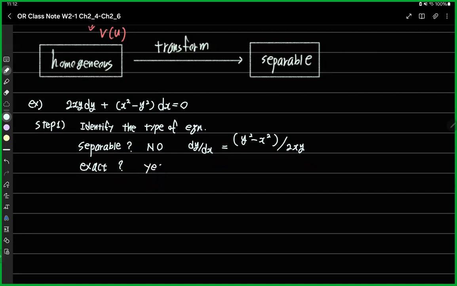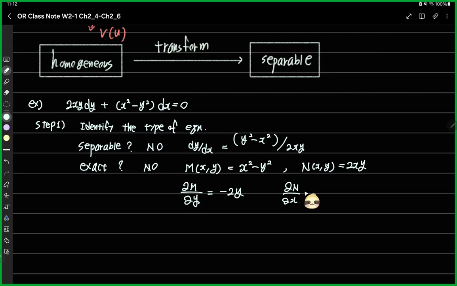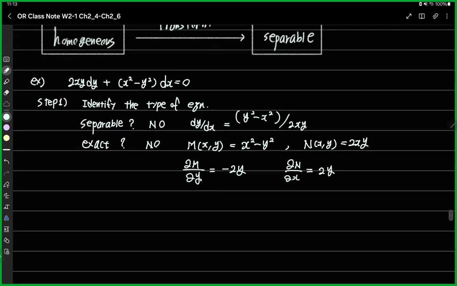The answer is actually no. So what is M? M of x, y is x squared minus y squared, and N of x, y is 2xy. Right. Then partial M over partial y is going to be minus 2y. And then partial N over partial x is going to be 2y. So they are not exact.